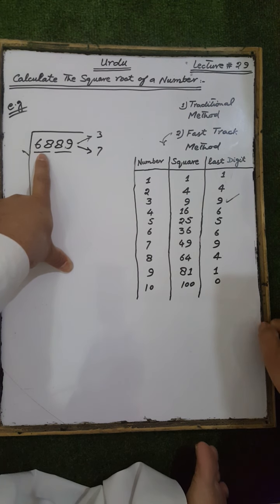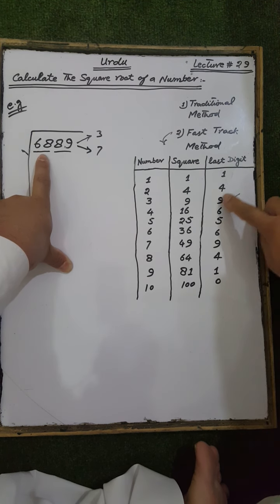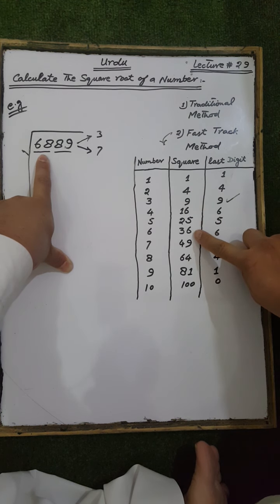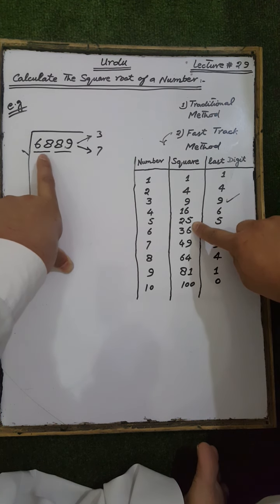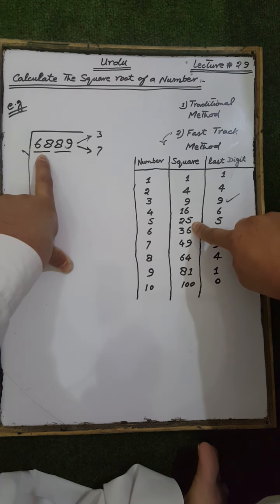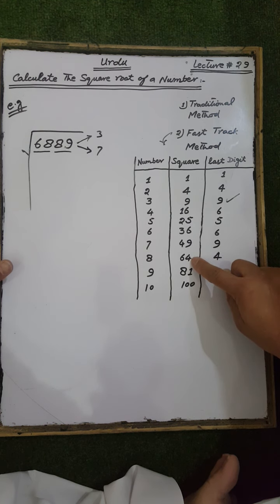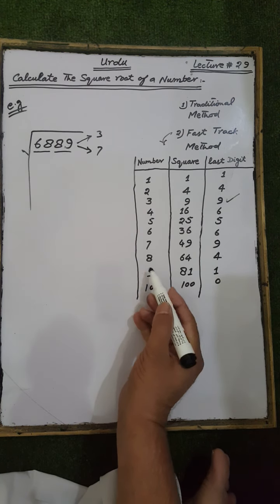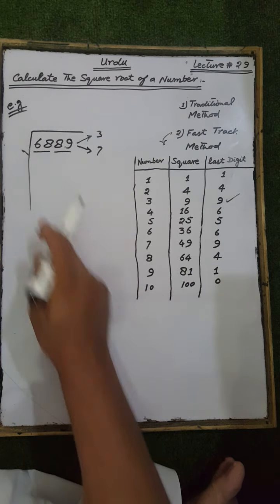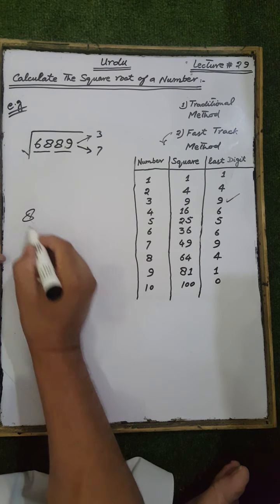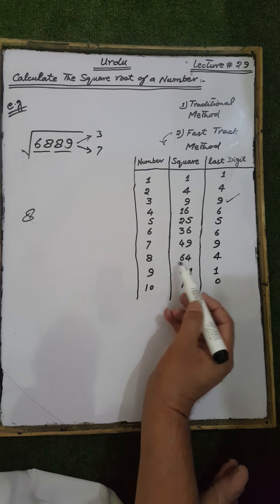To check the next number, the next pair, that is 68, we have to check that this number is greater than the number obtained from the square of a number and less than the next square. So 68 is greater than 64 and is less than 81. Therefore, in this case, we select 8, since the square of 8 is 64.